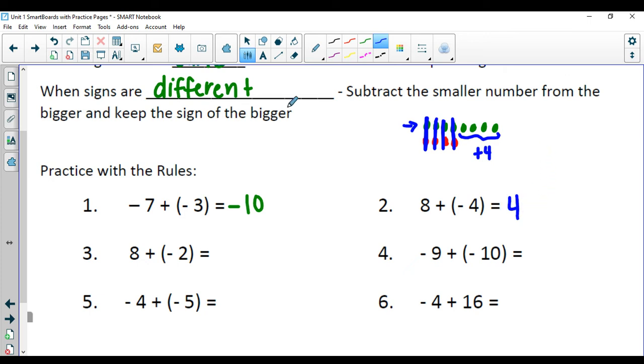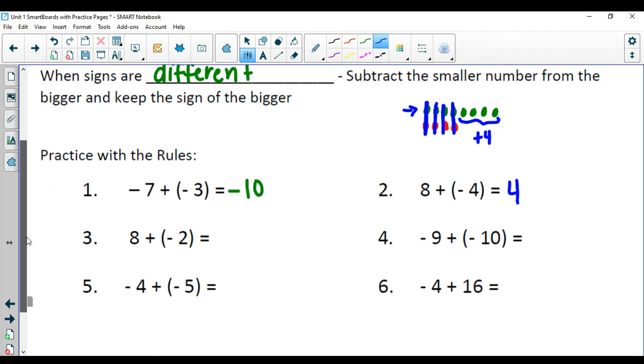Go back up to your rule. Remember it said subtract the smaller from the bigger, so you're doing a subtraction problem here. 8 minus 4 is 4, and keep the sign of the bigger. Well, is 8 bigger or 4 bigger? The 8 is bigger and it was positive, so it's going to stay a +4.